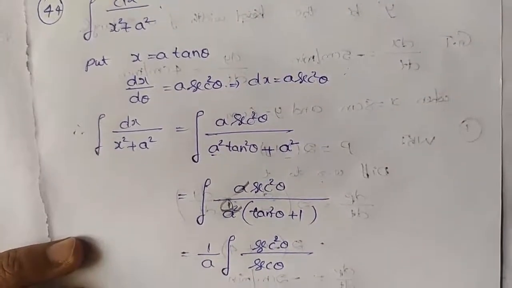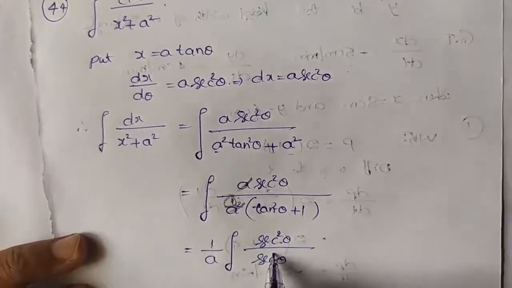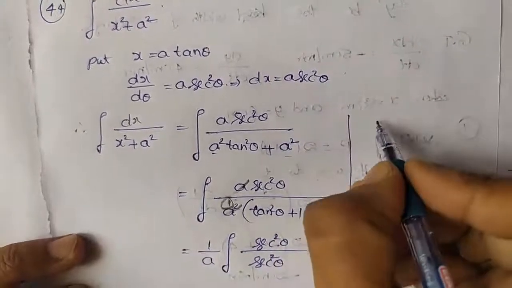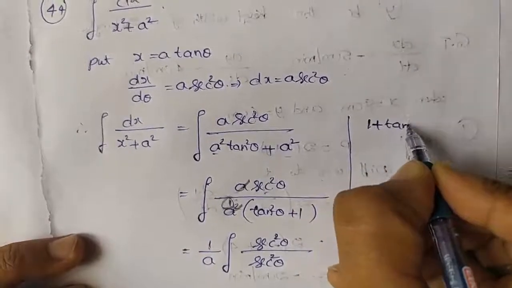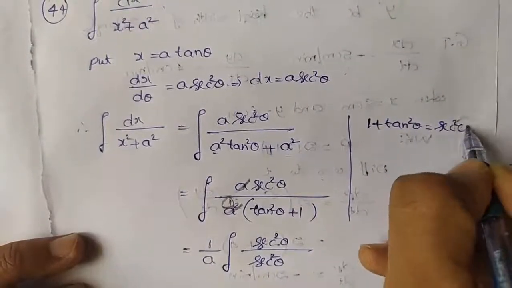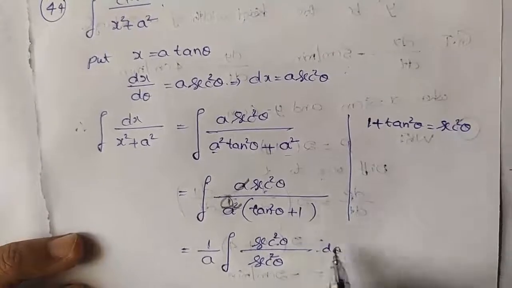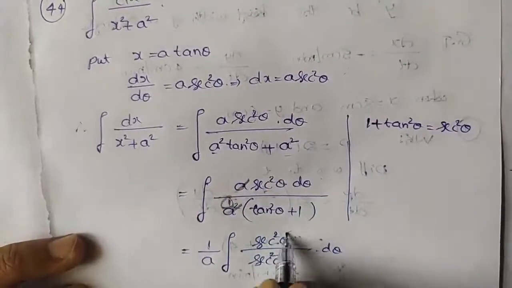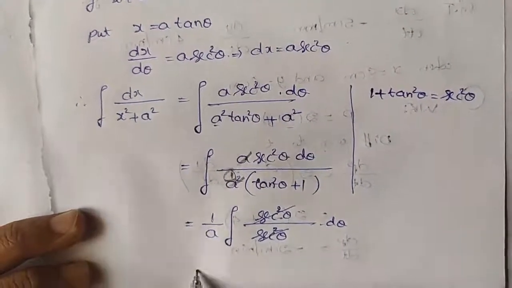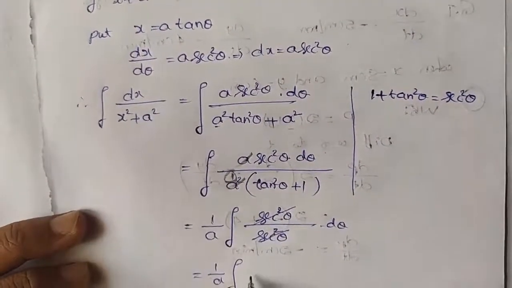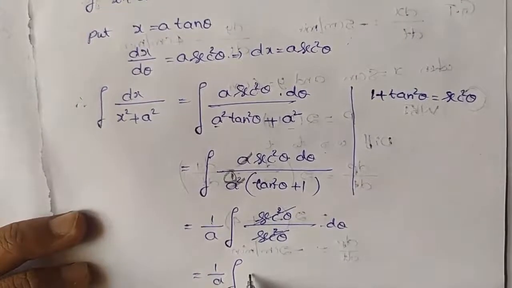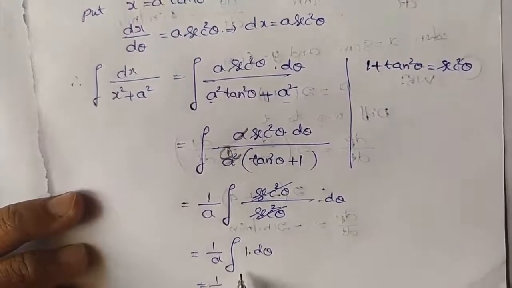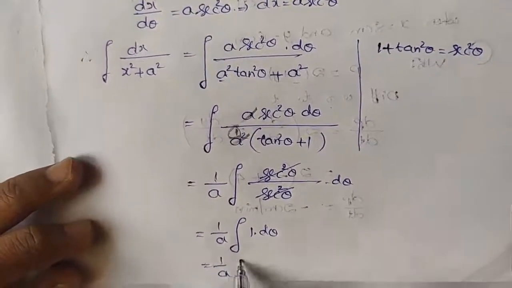We know from trigonometry that 1 plus tan square theta equals secant square theta, into d theta. We have to mention d theta, otherwise you are going to lose the marks. Secant square theta will get cancelled. That is equal to 1 by a into the integration of 1 into d theta, which is 1 by a into theta plus c.